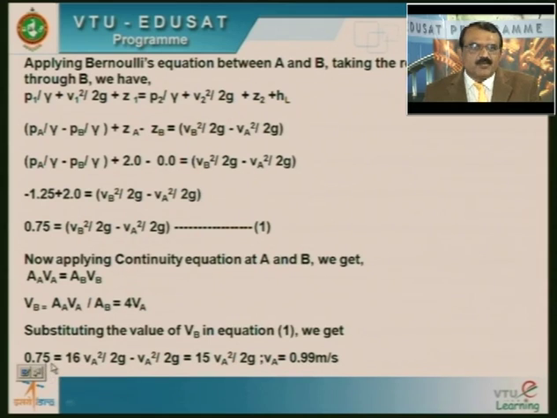Look at this 0.75, that is equal to, VB is 4 VA, so VB square is 16 VA square divided by 2G minus VA square divided by 2G. So 16 minus 1 is 15 VA square by 2G, therefore VA works out to be 0.99 meter per second. I do hope that you are clear with these steps.